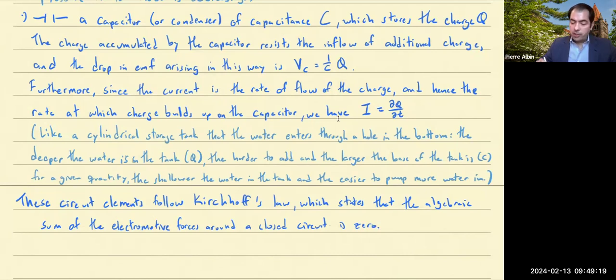Okay, so here Kirchhoff refers to Gustav Kirchhoff, a German scientist who lived between 1824 and 1887. He's also famous for his work in spectroscopy. Spectroscopy is the determination of chemical compositions of elements or molecules by analyzing the frequencies of emitted light.